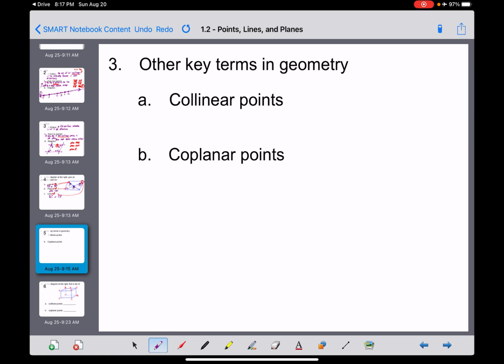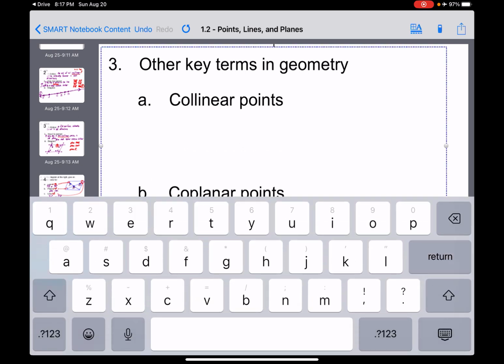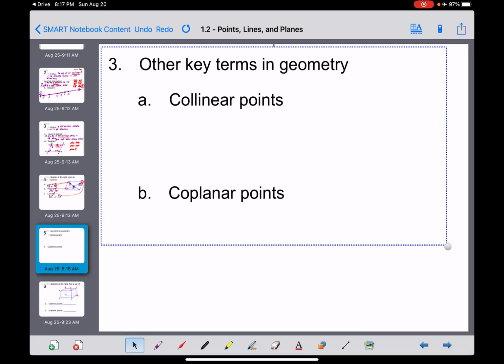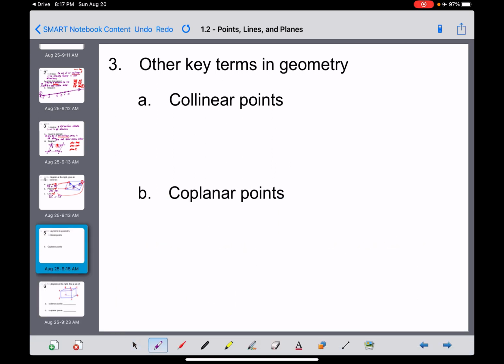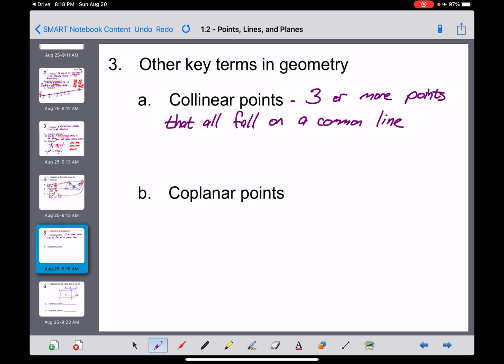Okay, a couple of other key terms. I should have done this earlier here. Collinear points. I've been talking about it for an hour here, and finally get that definition down. Sorry guys, let me move that down there. Okay, so our definition of collinear points is going to be the following here. Now, the number is important. 3 or more points. And I'll explain why that's important in just a second. 3 or more points that all fall or lie on a common line. Okay, 3 or more points that all fall on a common line are collinear.